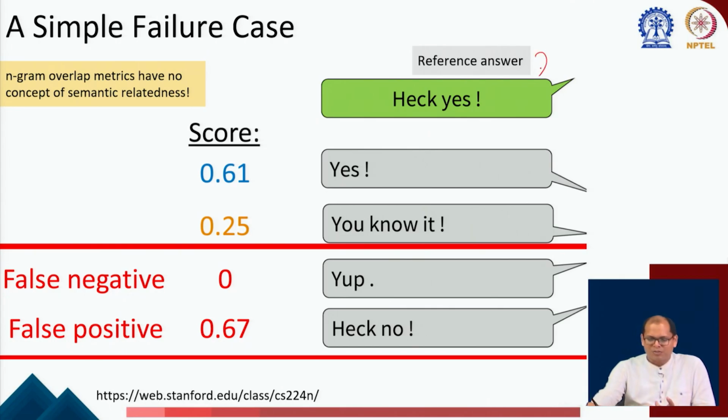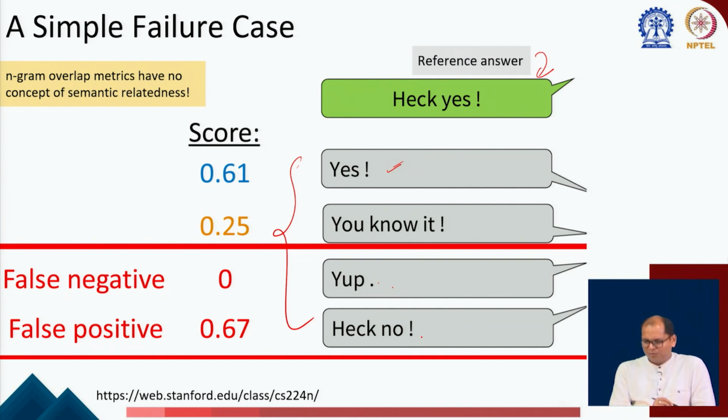So suppose this was your reference answer: "Heck yes." And these are some model generated answers, the responses. Let's say "Yes, you know it," both of these are positive, and "Yep," "Yes, you know it," "Yep," "Heck no." These are 4 model generated answers.